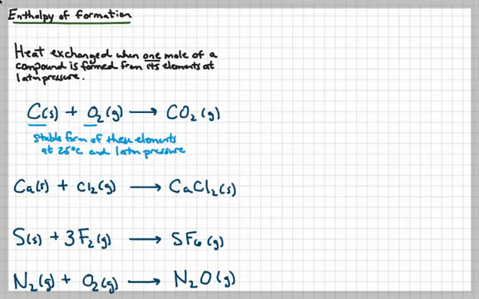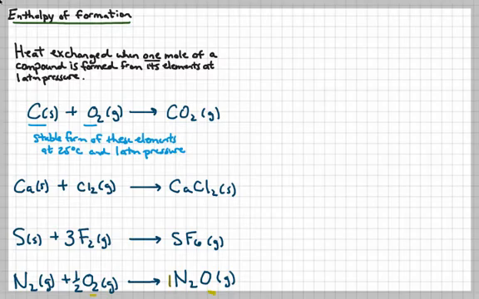Now notice that this equation is also not quite balanced. We have 2 oxygens on the left and only 1 on the right. However, remember that our definition is 1 mole of a compound formed from its elements at 1 atmosphere pressure. So we can't do anything to the right-hand side. We have to leave that as 1 N2O, which means we're going to have to balance this equation by using a fraction, putting 1/2 in front of the O2. And so now we have a balanced equation representing the formation of N2O from its elements.